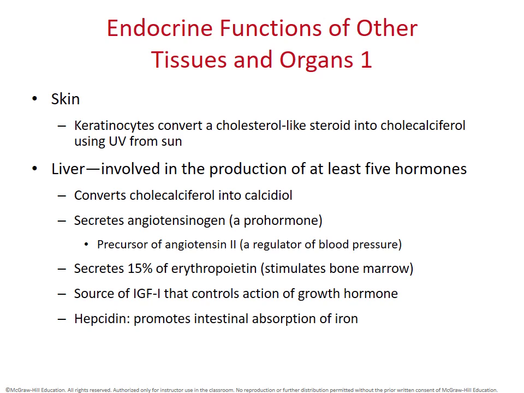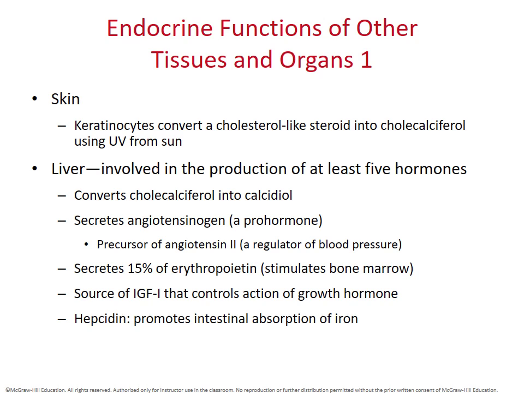So that pretty much completes our discussion. As I said earlier, I just want to finish up by noting that there are other organs in the body that produce hormones as a part of their function. So the skin, remember, is involved in vitamin D production. The liver produces a variety of hormone-like substances. Again, it's involved in vitamin D.